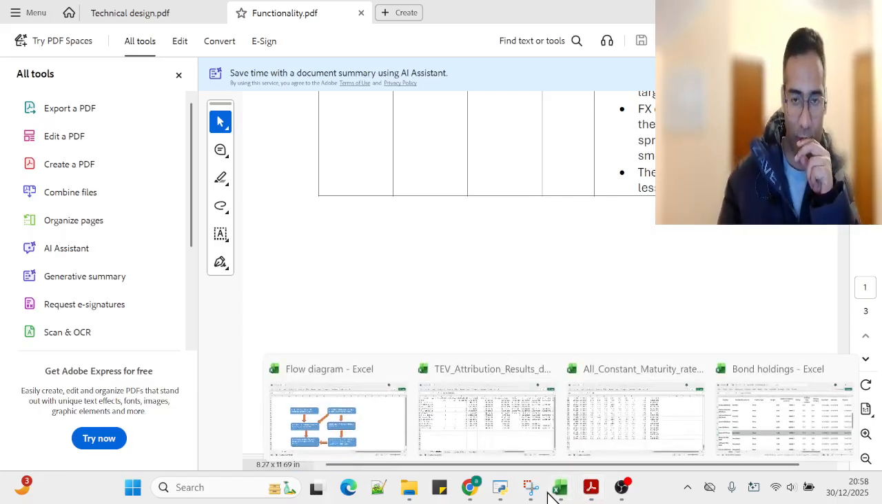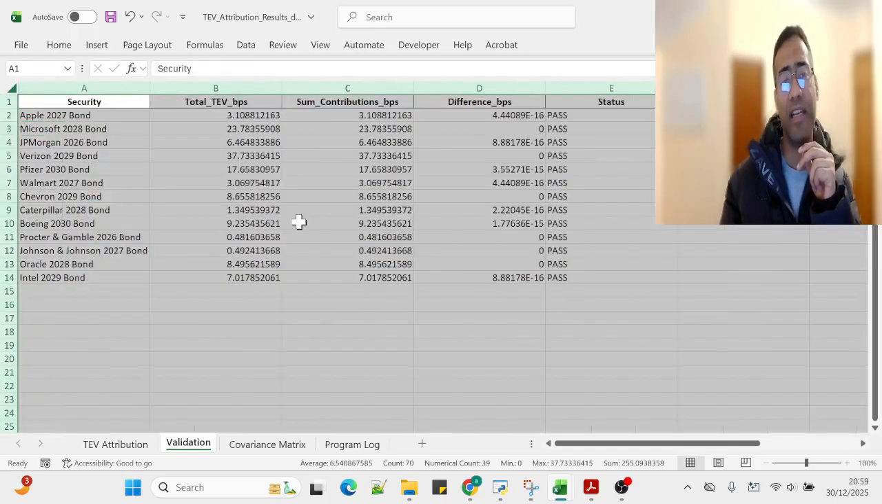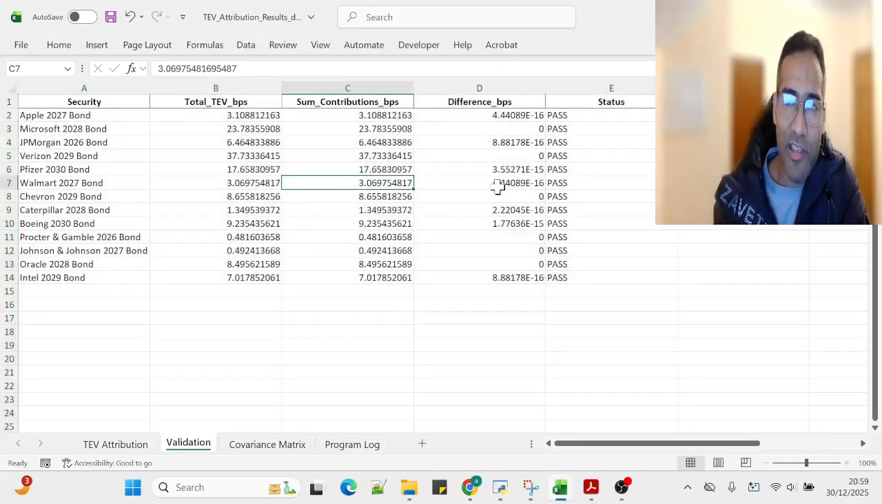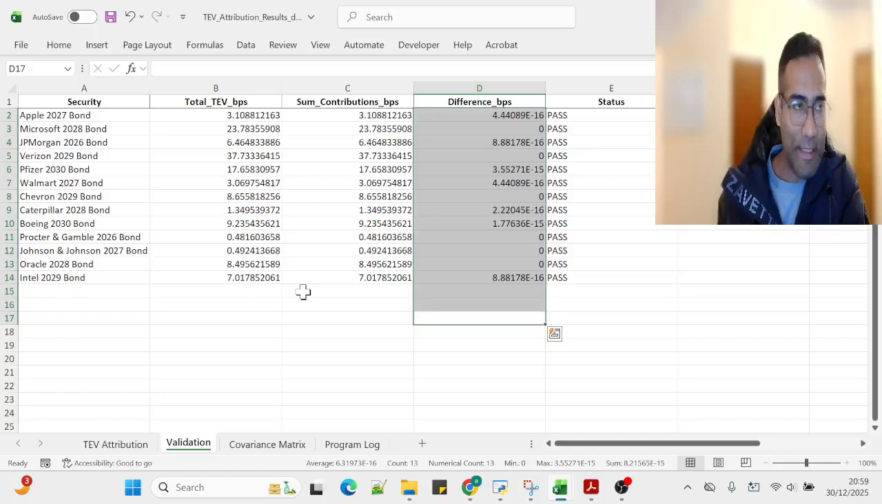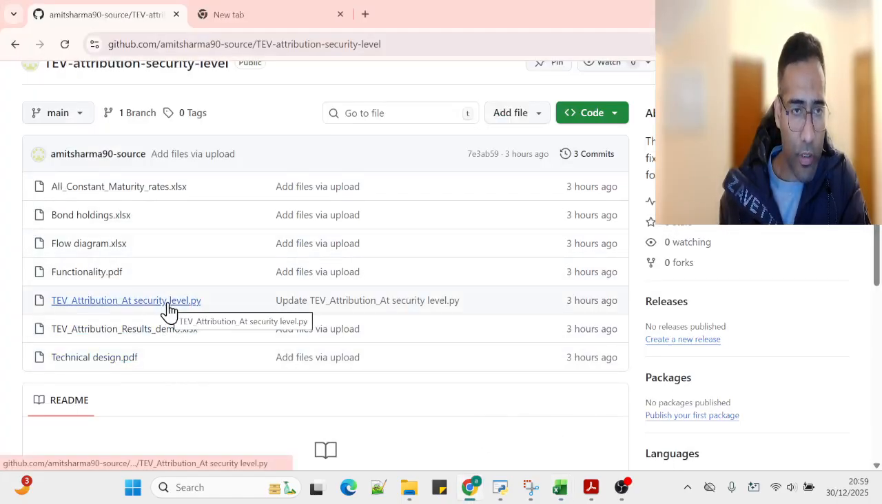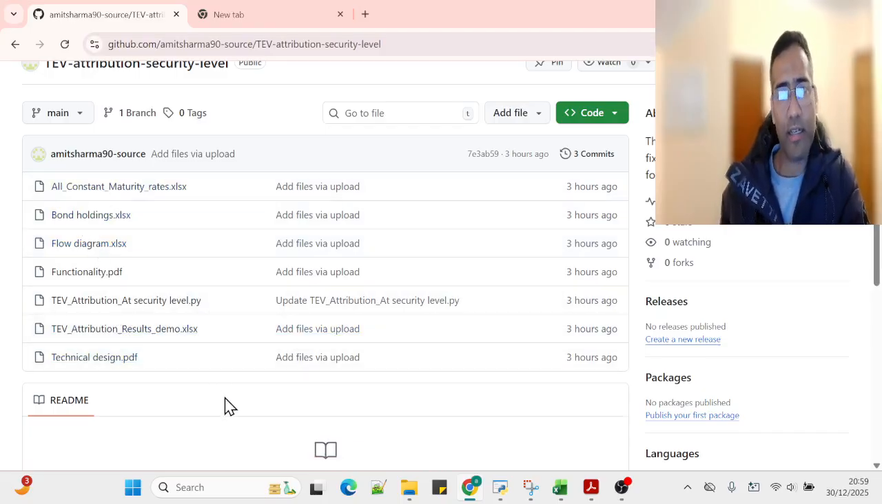Let me show you any further results. I also did validation. In this validation, I was summing the individual components and comparing it to tracking error volatility. It passed, with only a very minor difference. So yes, the results were good. This code is also in my GitHub. I have pasted the code, and you can have a look at all the documents and functionality. Everything is on GitHub. I will give this link.